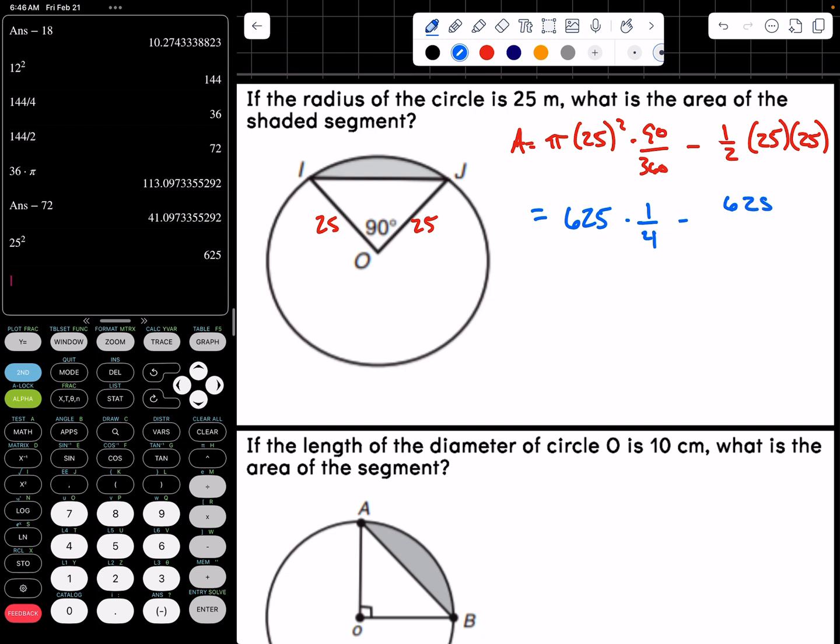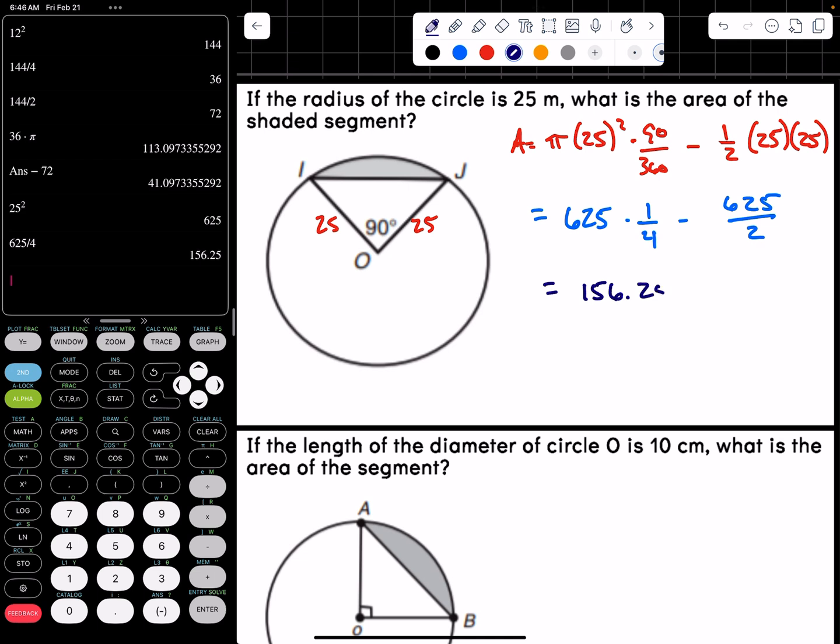625 divided by 2. So that will give us 625 divided by 4 is 156.25. Oh, I left my pi off. Excuse me. I thought something was off. But that's still going to be 156.25 pi minus 625 divided by 2, 312.5.